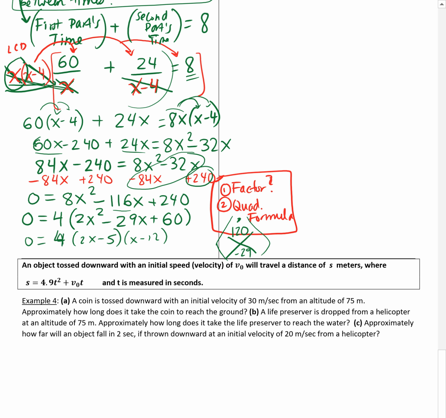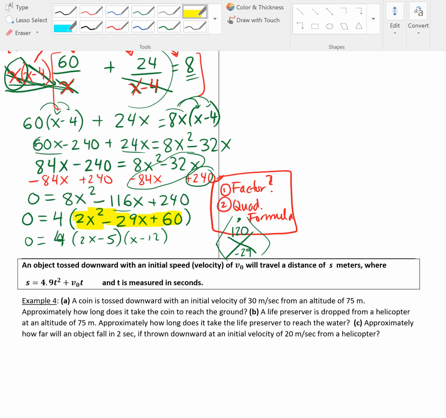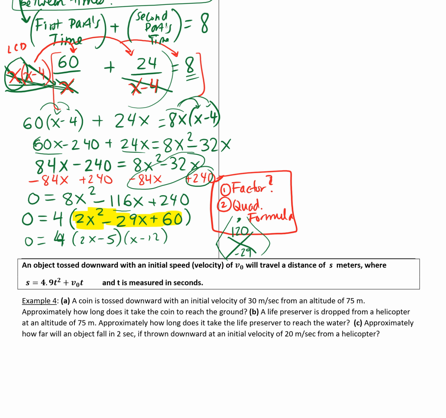Or if you start factoring it and you say, oh my gosh, I can't think of the numbers that I'm looking for, you can just take this simplified 2x squared minus 29x plus 60, and then use the quadratic formula on that. Don't feel like you have to factor. You could use the quadratic formula and you'll get the same solutions we'll get here.